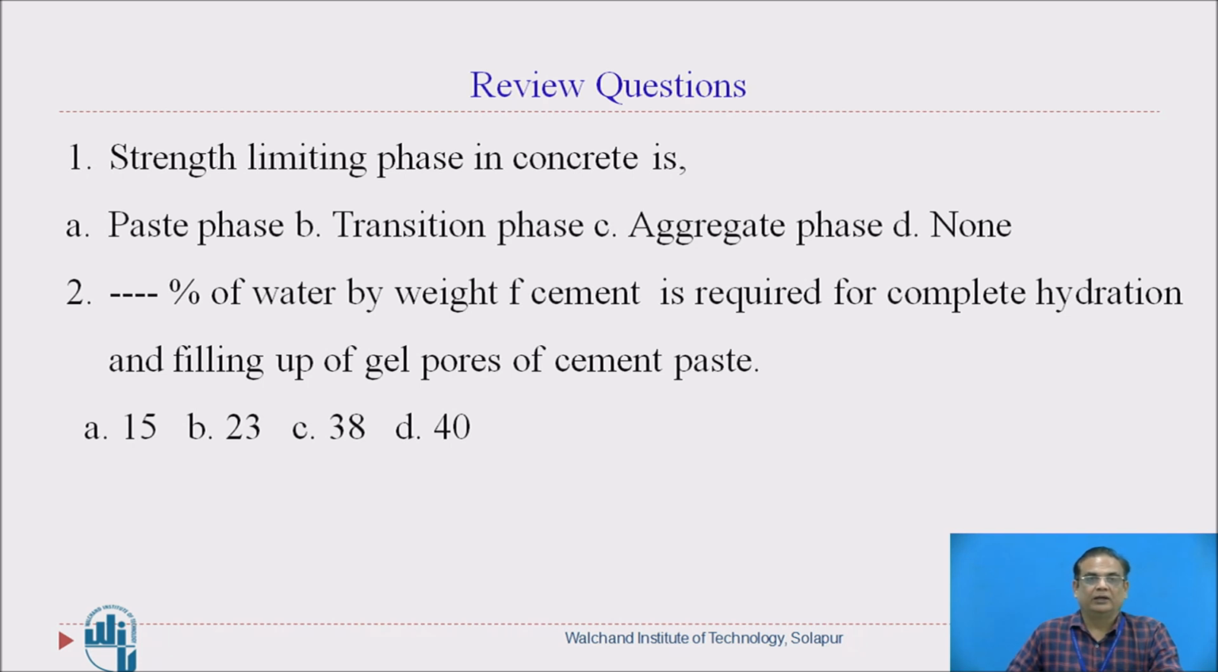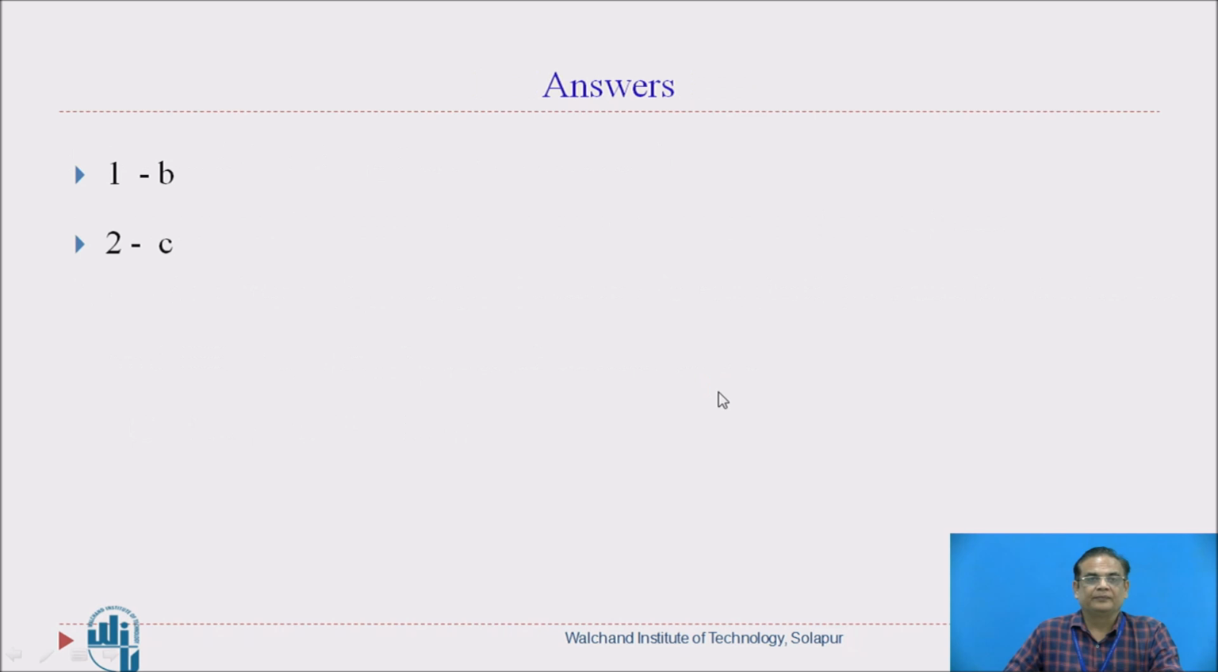Okay, I hope you have written the correct answers. What is the answer to the first question? The strength limiting phase in concrete is, answer B, the transition phase, is the correct option. And question number 2, 38% of water by weight of cement is required for complete hydration. So these are the correct options.